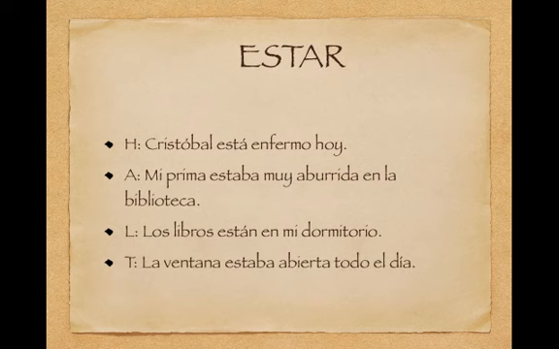And T is for temporary condition. La ventana estaba abierta todo el día. So la bicicleta está rota. La puerta está cerrada. So these are all temporary things that actually can change.